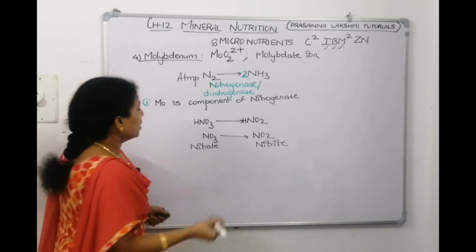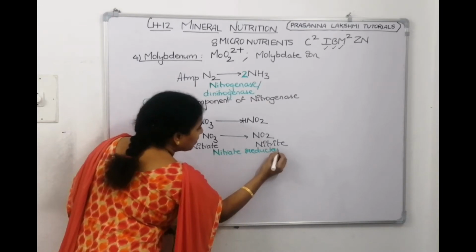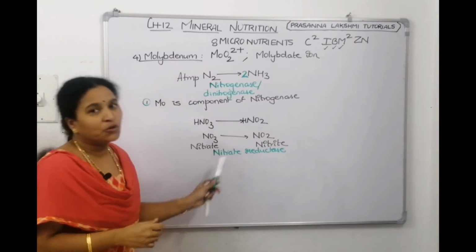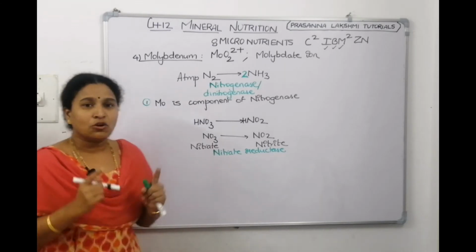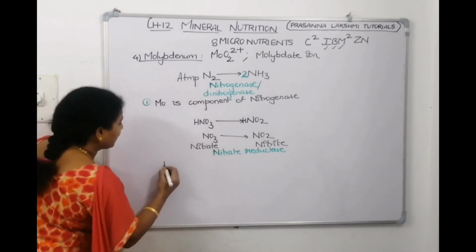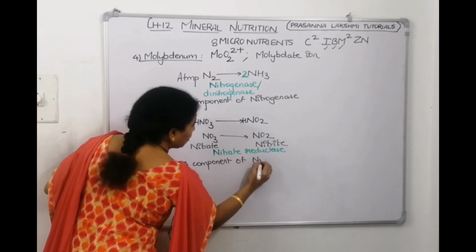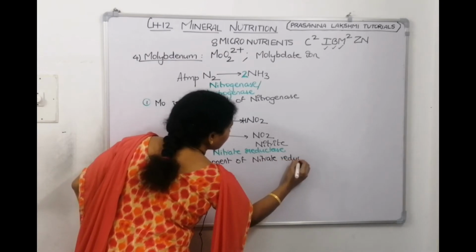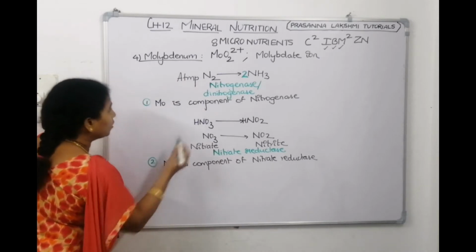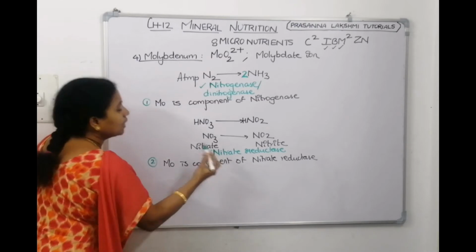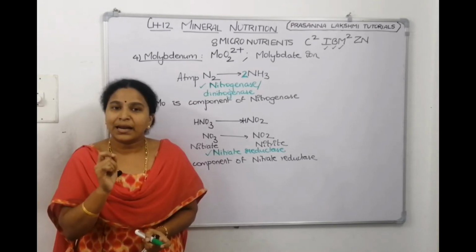Who is doing this reaction? Nitrate reductase. Who is doing the conversion of nitrate to nitrite? Nitrate reductase is doing this reaction, and in this nitrate reductase also molybdenum is a component. So our second function is molybdenum is a component of nitrate reductase. Children, this is the second function of molybdenum. First function, it is a component of nitrogenase. Second function, it is a component of nitrate reductase. So I think we are getting the point that molybdenum plays a very important role in nitrogen metabolism.